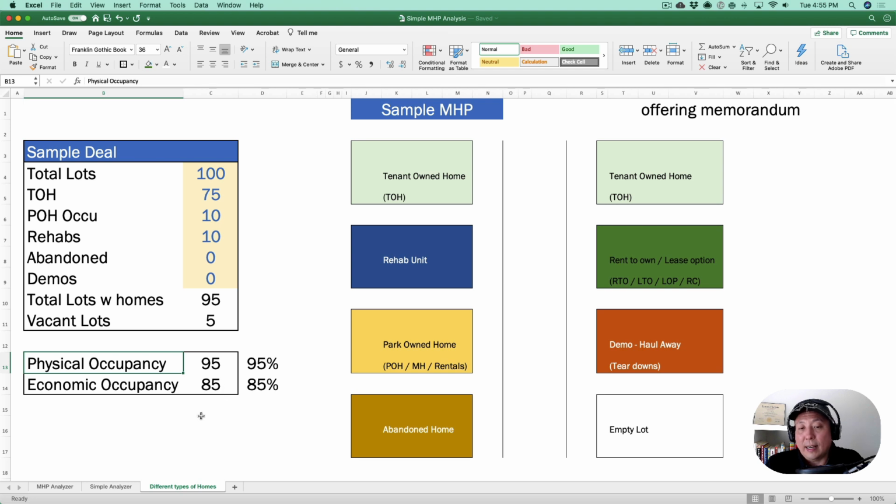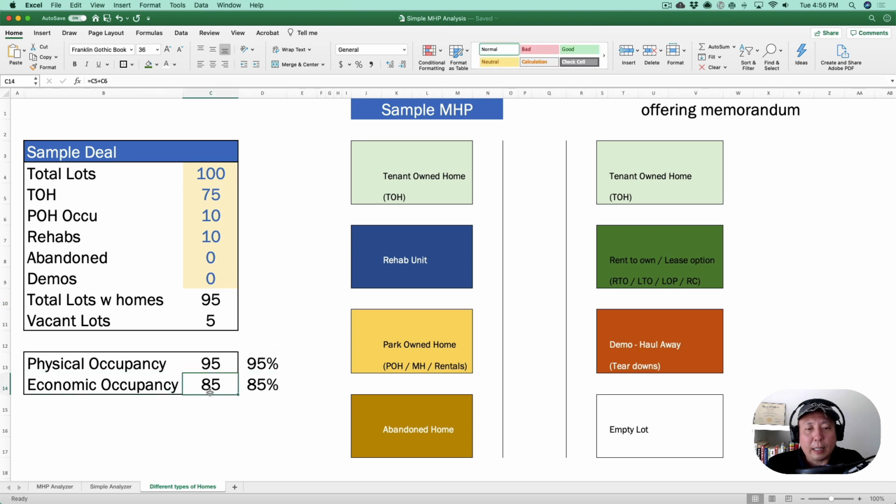I mean, I've looked at hundreds and hundreds of deals now, and sometimes it stumps me. And I'll get something like this, and I'll start to count them up one by one by myself, and the counts will never add up. So physical occupancy refers to mobile home lots that actually have a home on them. So as you can see here, because there are 95 total lots with homes on them, the physical occupancy is 95%. So 95 out of the total lots, 100.